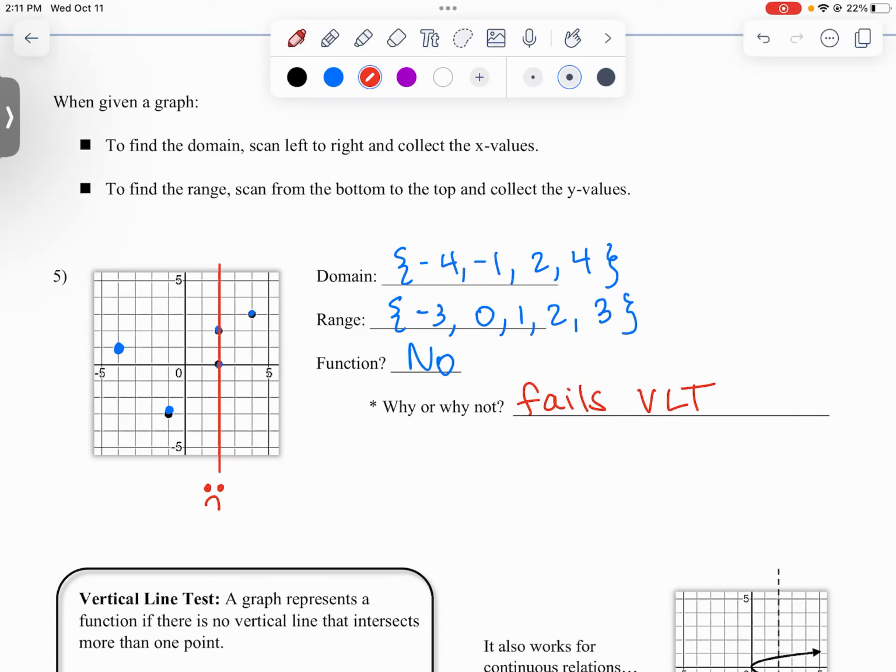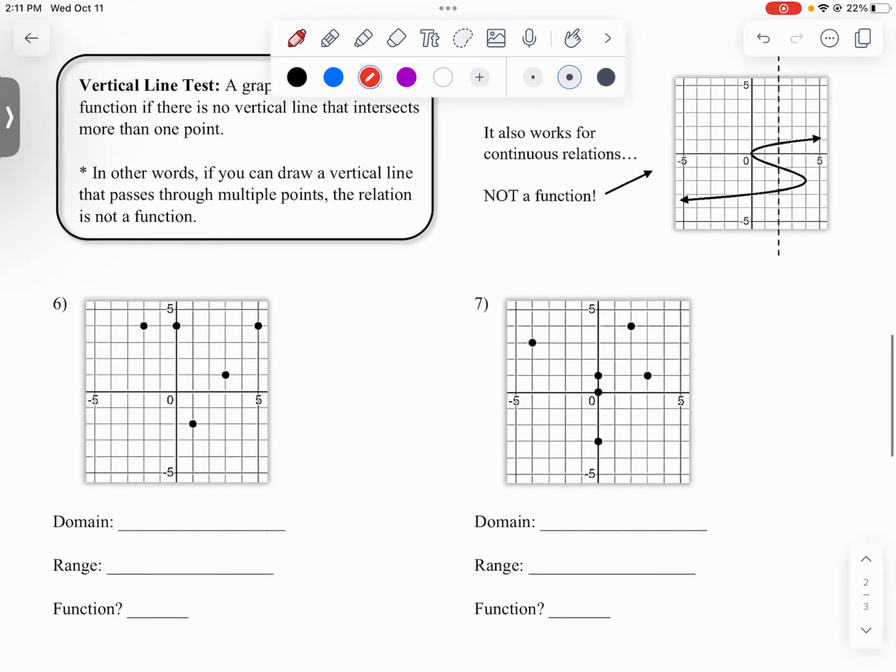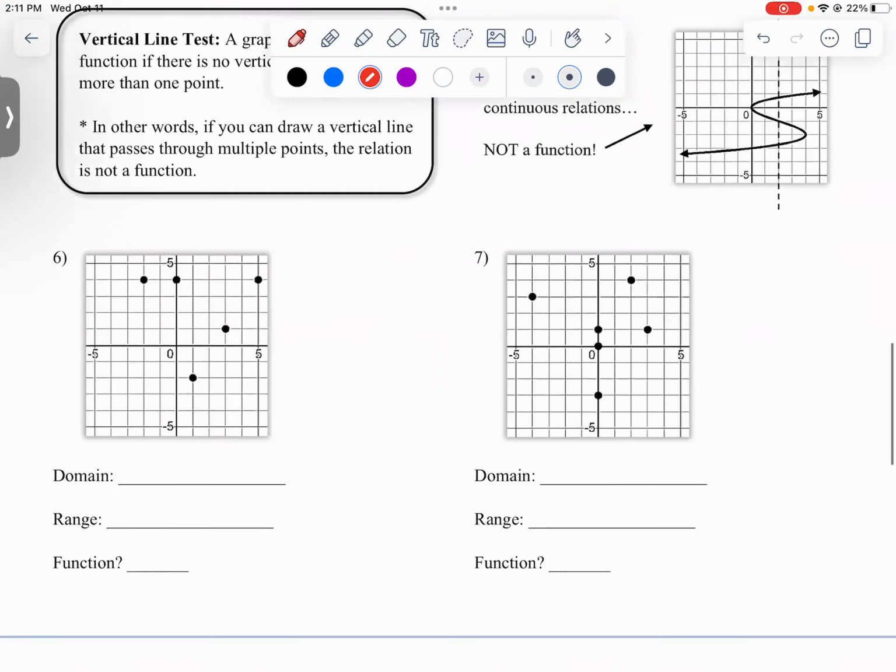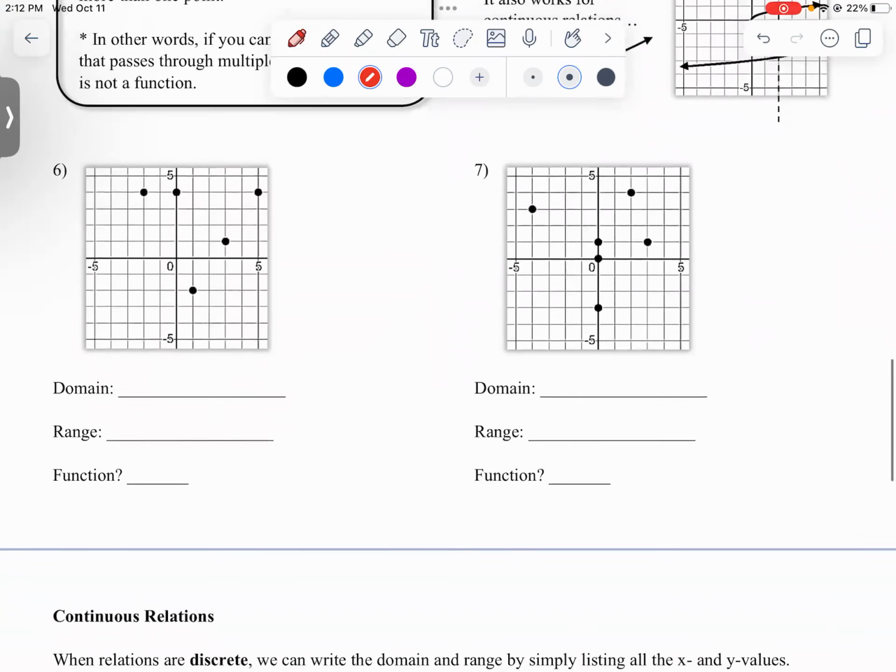I know, you're like ready for some supper? Ready for a little afternoon snack? Okay. I would like you to please answer 6 and 7 for me.